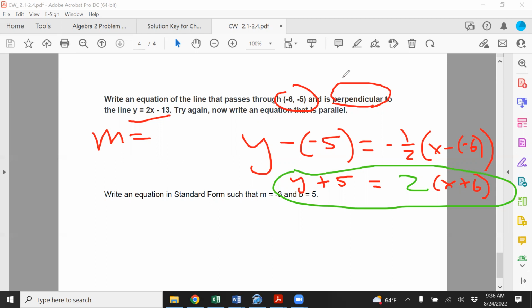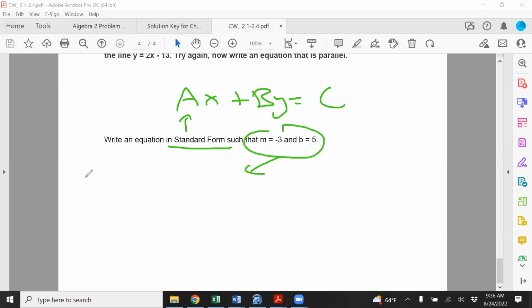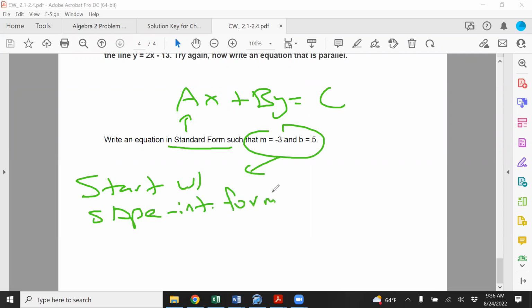All right, last one. Okay, standard form was ax plus by equals c. So the first thing I'll probably do is start with what form? Yeah, thank you, Hugo. I totally agree there. Because you're given the slope and y-intercept, we might as well just start with that. So y equals -3x plus b plus 5.